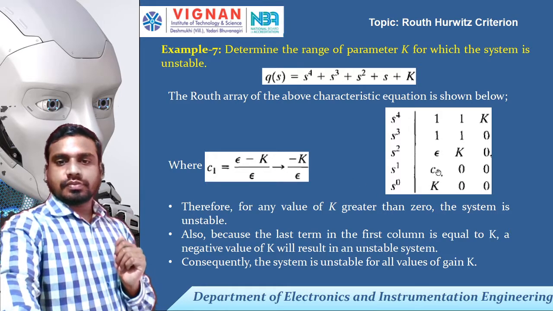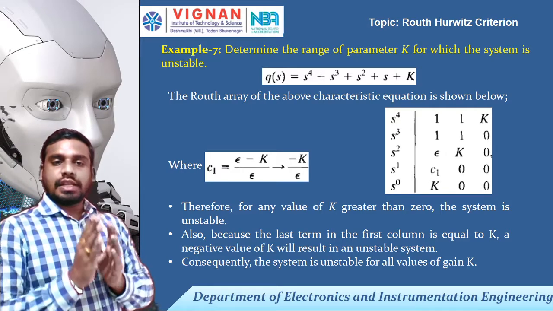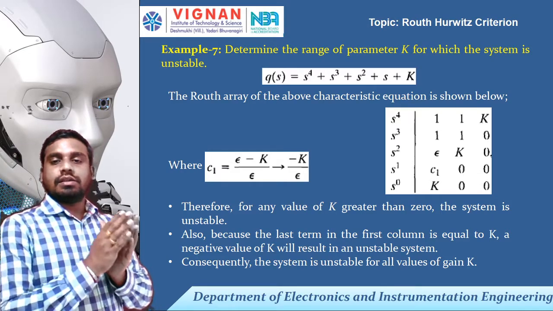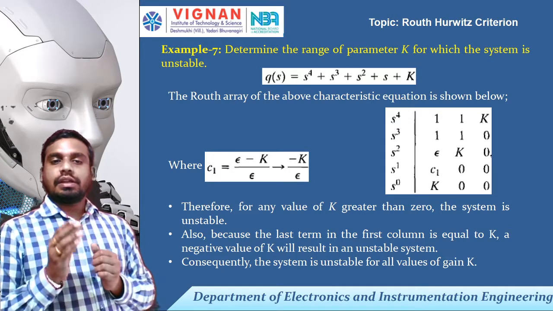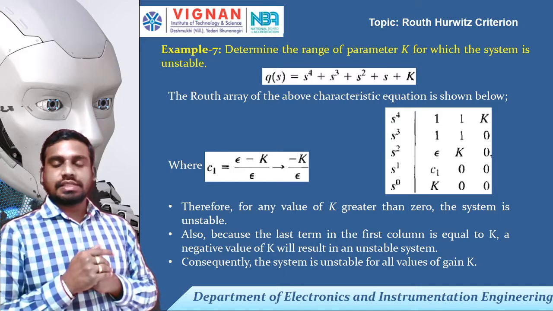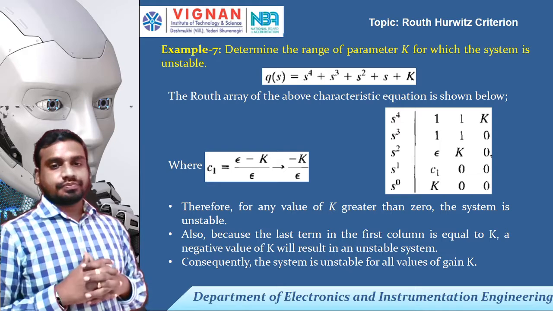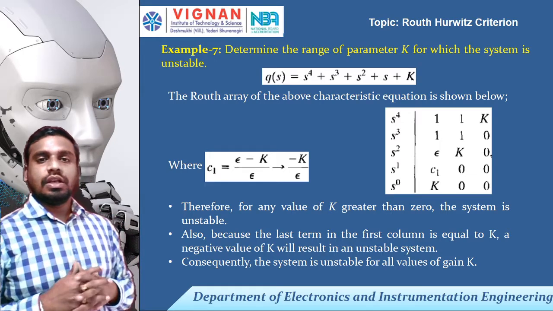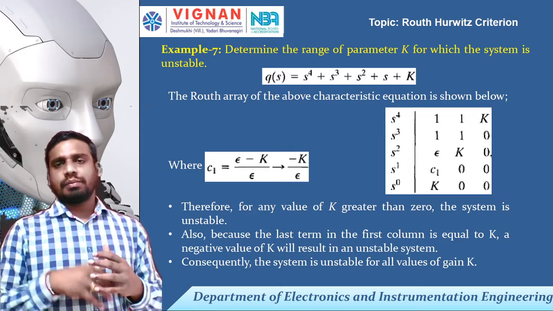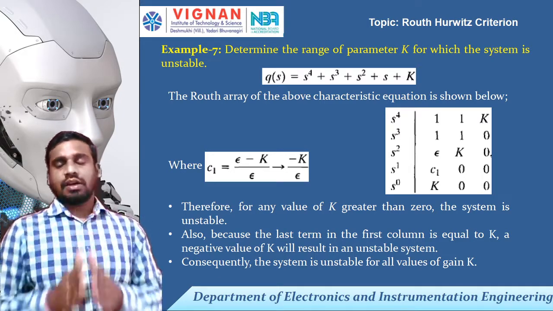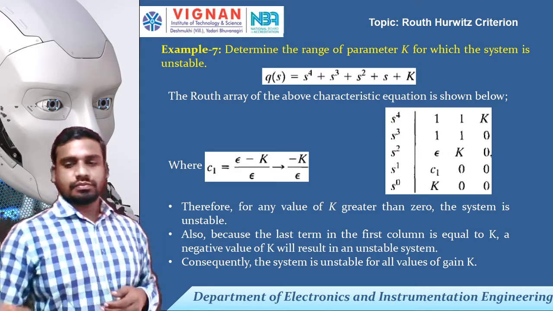It is positive, right? So for any k value, the first element, if any value is greater than 0, the system is unstable. For any value where k is negative, the system is unstable. Consequently, the system is unstable for all values of k, right? So you can just substitute the value of k and check whether the column of the root table is becoming positive or negative.